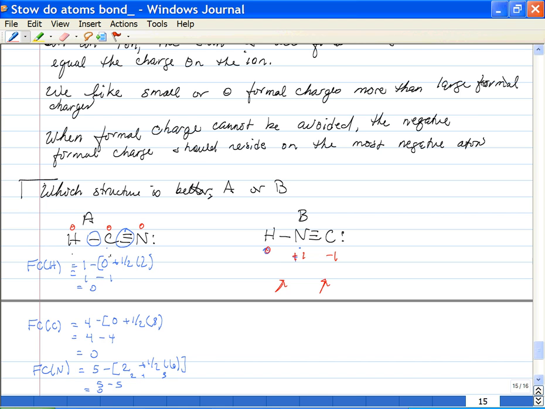Okay. So let's look at one more. We're going to have one more case to predict the best structure.